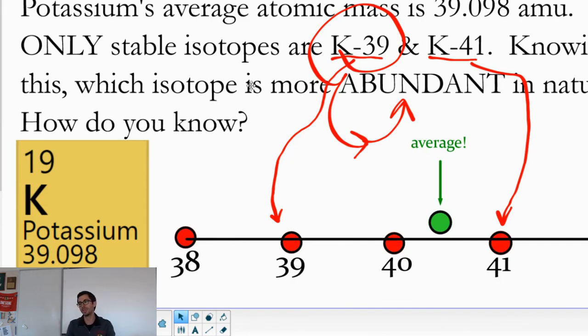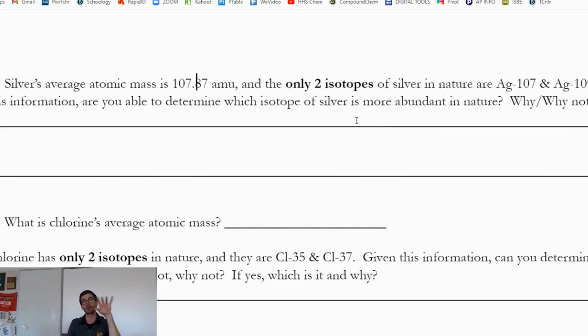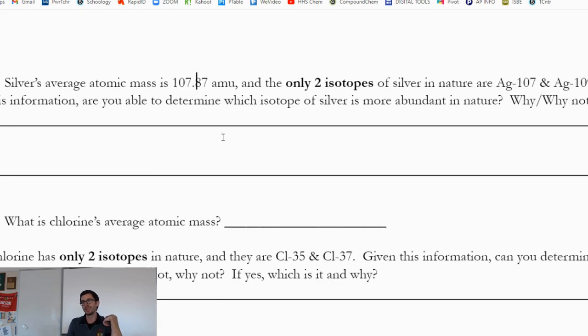So you don't know. Looking at these questions, you really have to focus on this: if there are only 2 isotopes, which one is closer to the average. If you have a lot of isotopes, like number 10, it kind of depends. So you have to look at the average, and that's what number 10 is looking for. So that's really it for today.